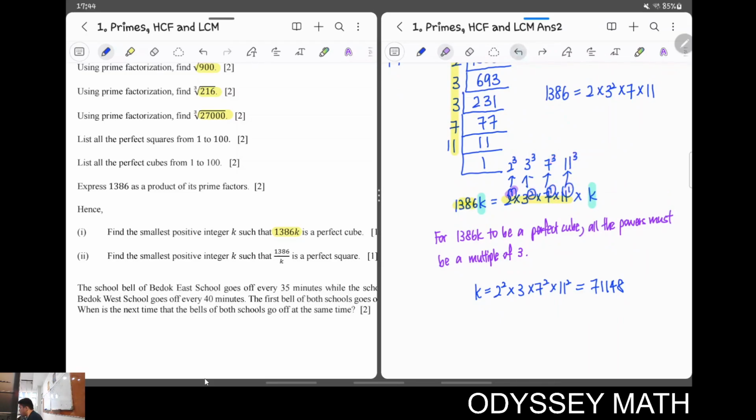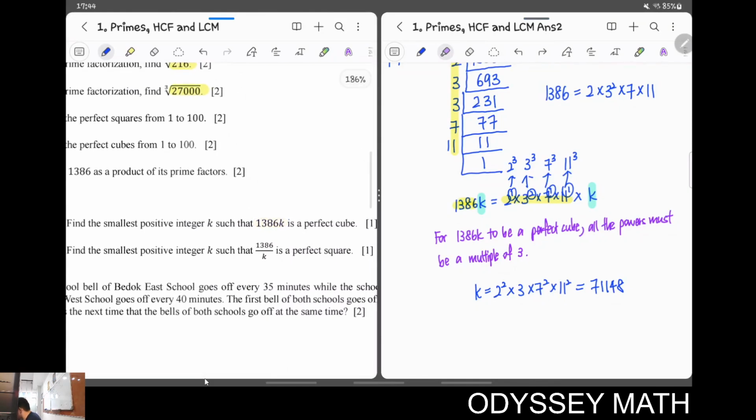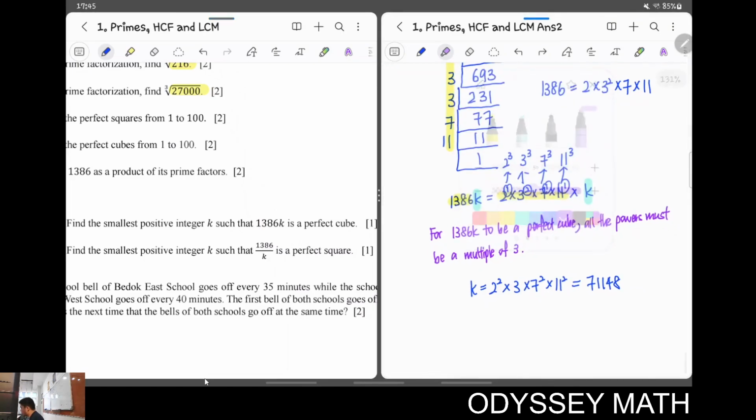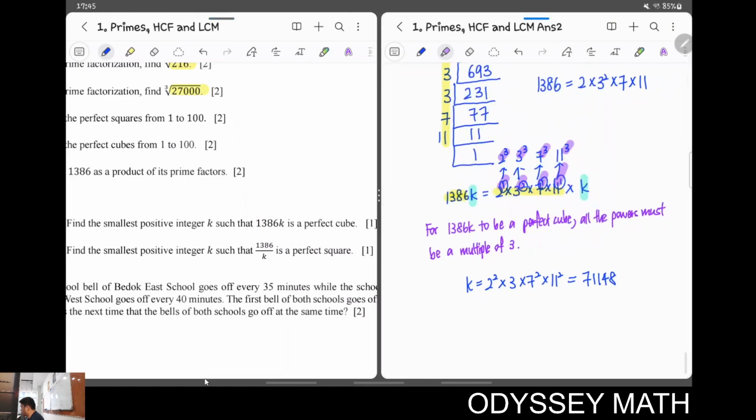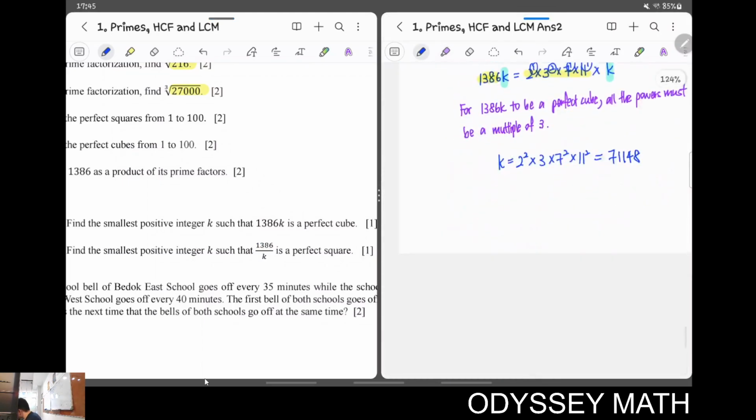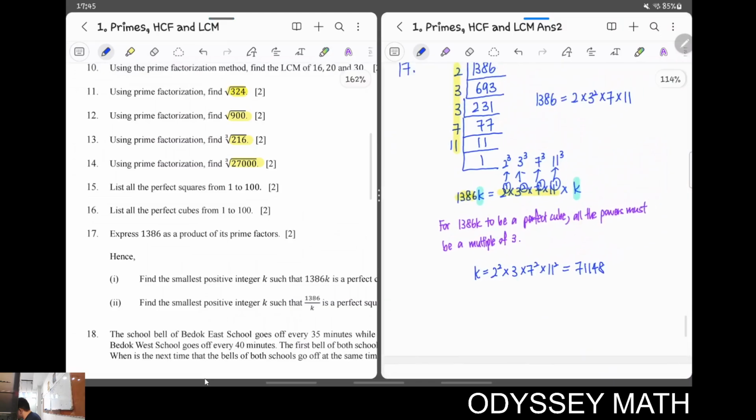But for part 2, we remove the power. Here we allow it to increase: from 1 to 3, from 2 to 3, from 1 to 3, from 1 to 3. But for part 2, you remove the power. How we know is usually if the question is like 1386 times k, then you increase the power. But if it's 1386 over k, where k is in the denominator and is being divided, then you remove the power.